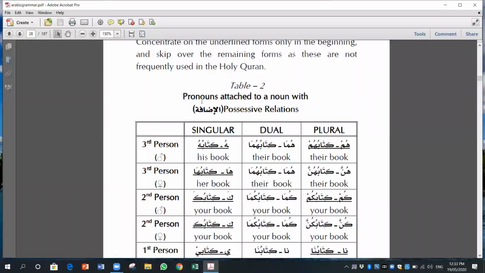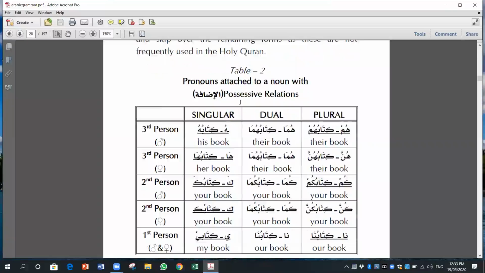Okay. So attached pronouns. Many students are absent. Look at the strength of the class, mashallah.